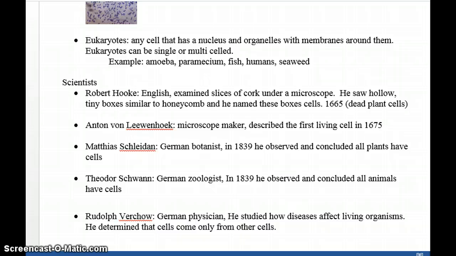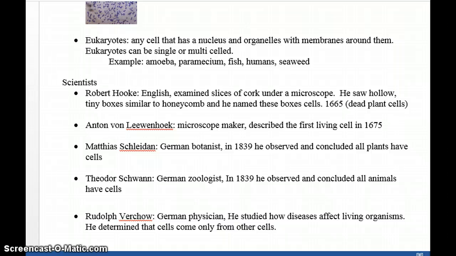Then we have Anton von Leeuwenhoek. He was actually a microscope maker. He made hundreds of microscopes in his life. He was actually the first person to describe a living cell in 1675. So a way you can remember what Leeuwenhoek did, L for Leeuwenhoek, L for living. Leeuwenhoek, living.